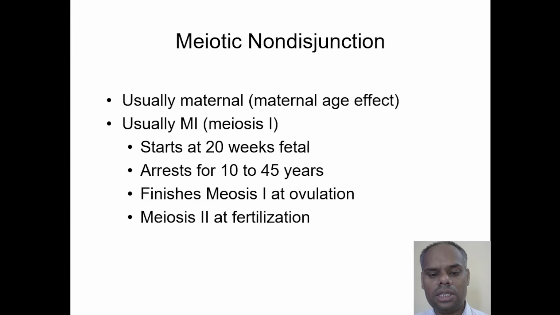Meiotic nondisjunction usually happens due to advanced maternal age. Usually, meiosis 1 starts at 20 weeks of fetal growth and there will be a rest for 10 to 45 years, and it finishes meiosis 1 at ovulation and meiosis 2 at fertilization.